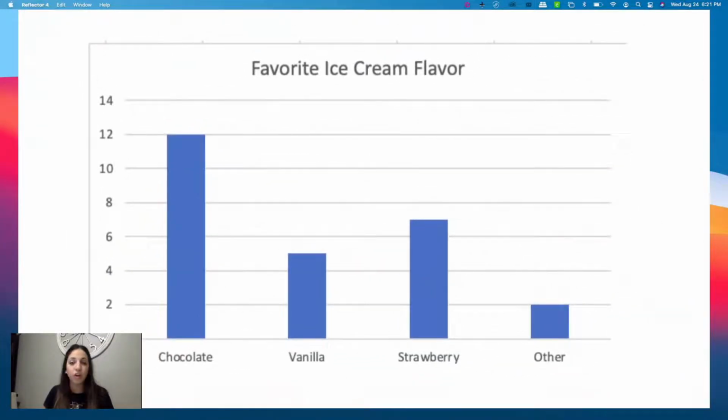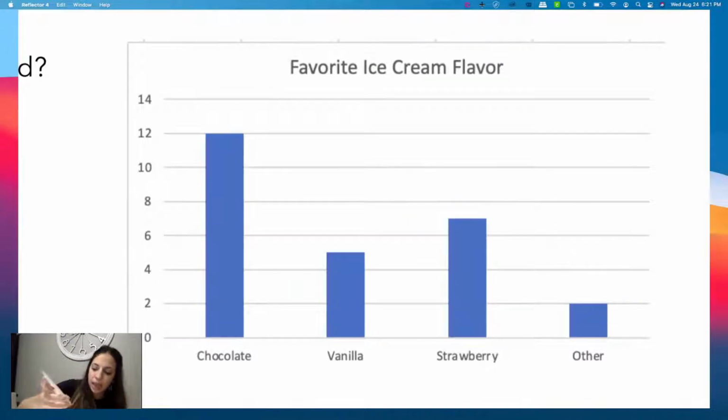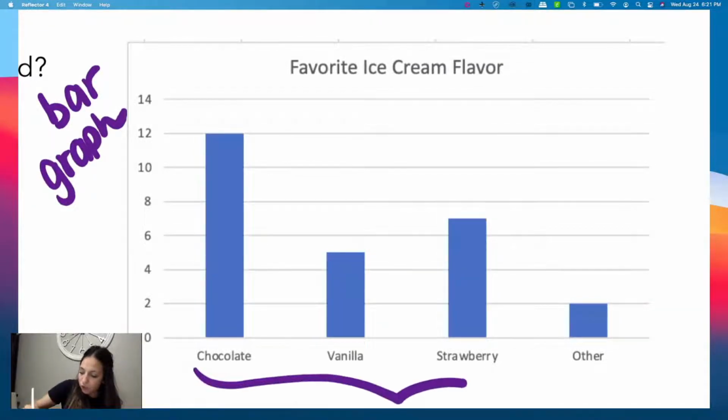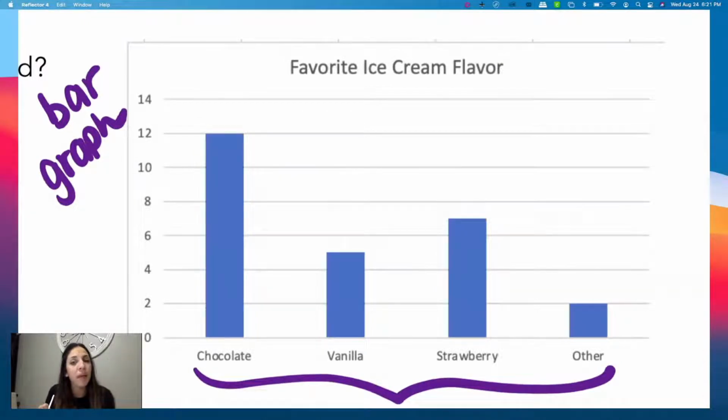So here's my graph of favorite ice cream flavors. This is going to be a bar graph. Why is this not a histogram? It's not a histogram because I do not have numerical data on the bottom, and it's not equal intervals. I have labels on the bottom. So that's why this is not a histogram.